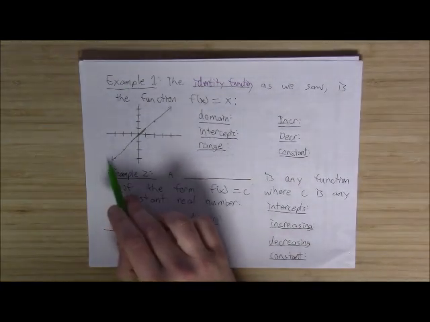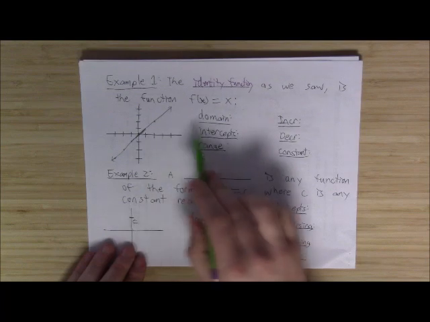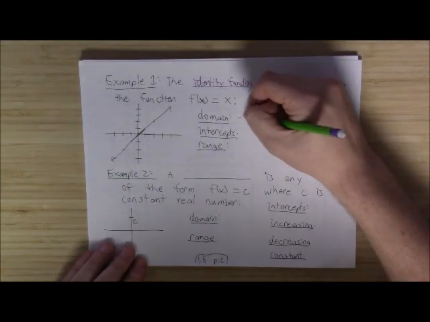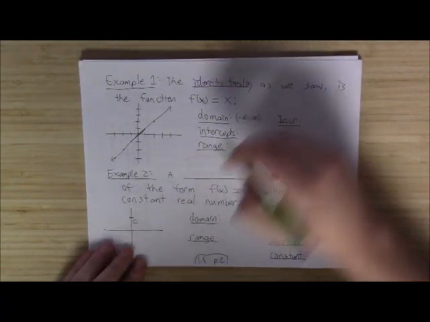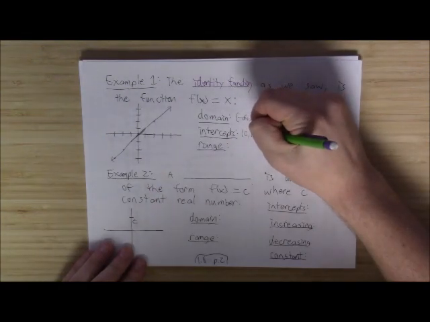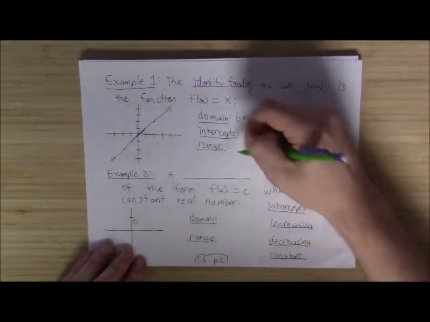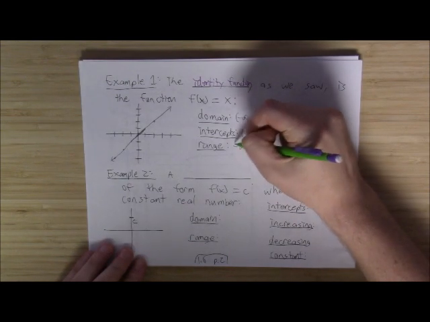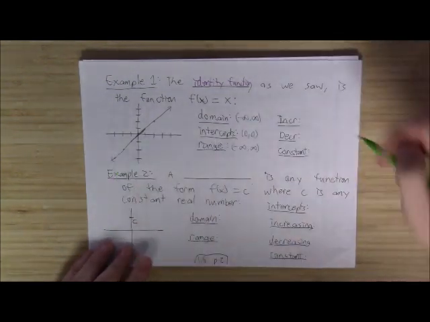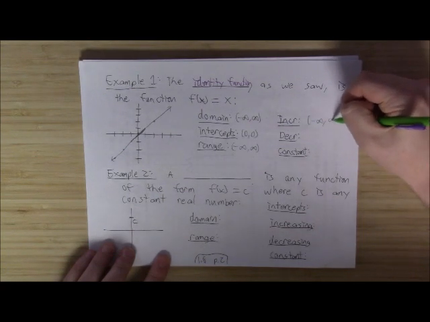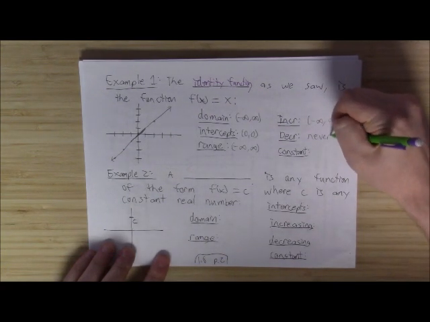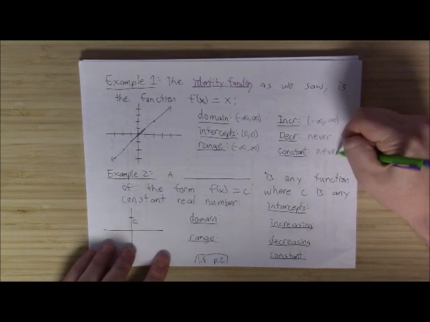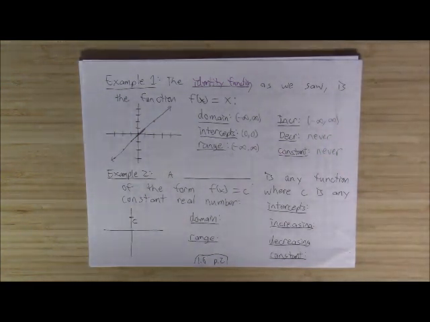Okay. Well, what's the domain? We can look at this function and see immediately its domain is -infinity to infinity. Its only intercept is (0, 0). And its range is -infinity to infinity, looking at all the y values that get hit. It's increasing always, so on -infinity to infinity. It's never decreasing, and it's never constant. We're going to go through and look at several different functions and do this for each one.